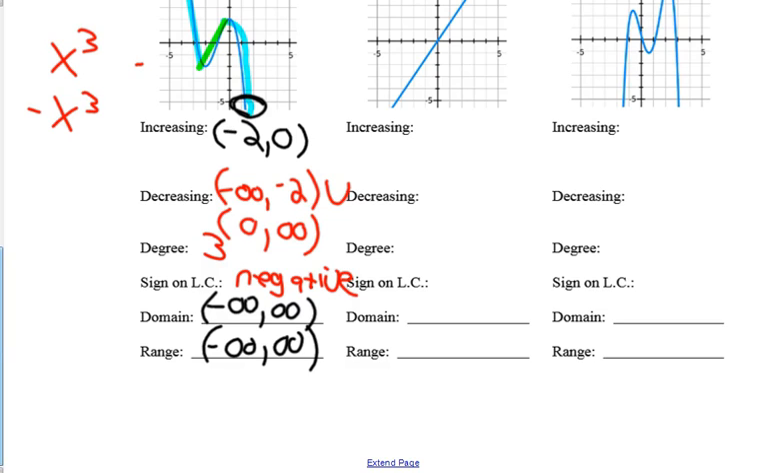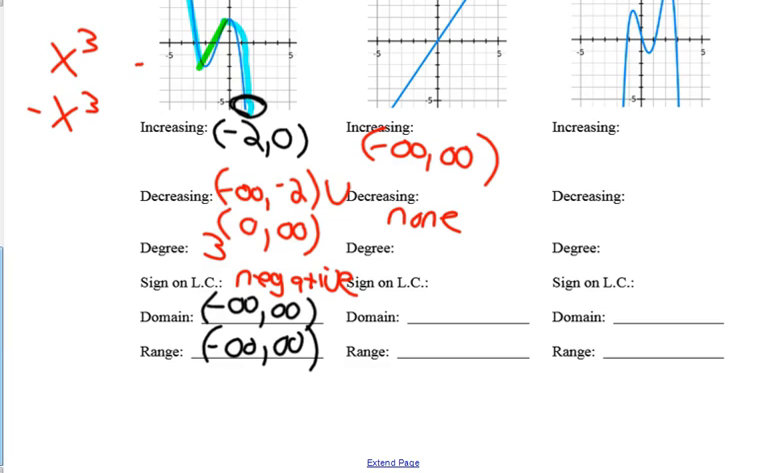Okay, let's look at the next one. Increasing and decreasing intervals. So increasing or decreasing? It's increasing. The whole time this is increasing. So negative infinity to positive infinity. Is there any decreasing? No. So you can just write none. On a test, don't leave that blank. Okay, I want you to write none.